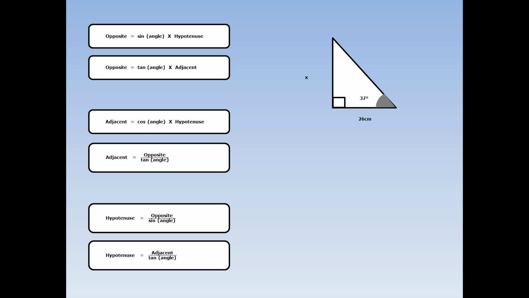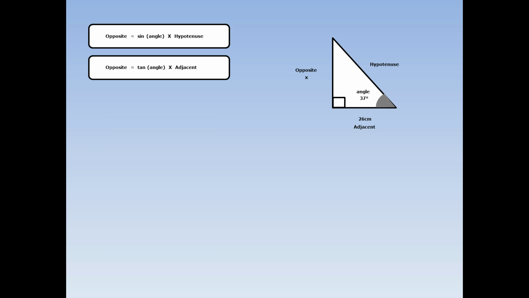Let's look at this example. As always, we start off by labelling everything. This is the angle we're looking at the moment. This is the hypotenuse side, the diagonal one, opposite to the right angle. This is the opposite side, that's x, that's what we're trying to find out. And this is the adjacent side. Right, so we're looking for x, the opposite side. So it's definitely going to be one of these two formulas.